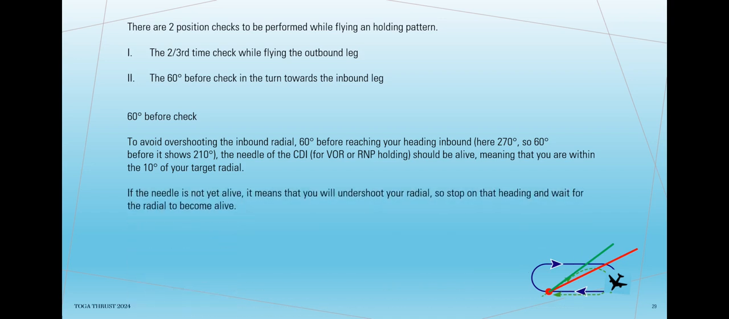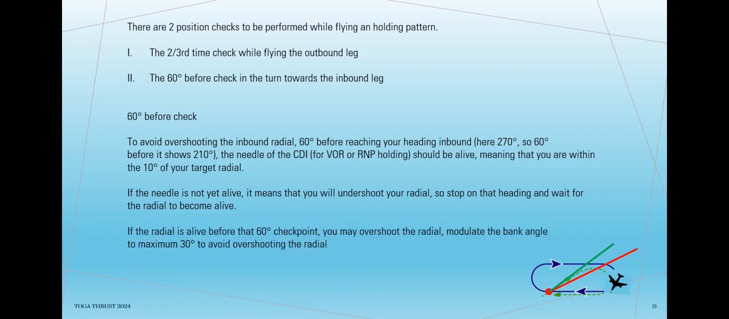If the needle is not yet alive, it means that you will undershoot your radial, so stop on that heading and wait for the radial to become alive. If the radial is alive before that 60 degrees checkpoint, it means that you may overshoot the radial, modulate the bank angle to maximum 30 degrees to avoid overshooting the radial.